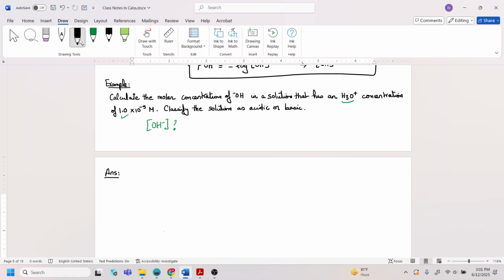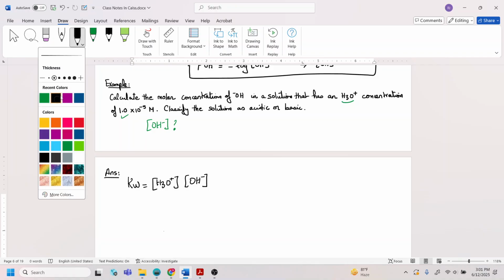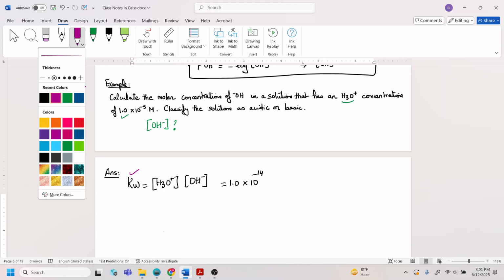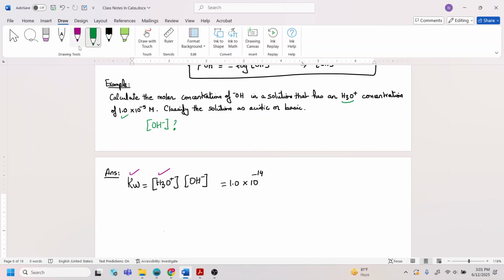So I know that there is a relationship between Kw, the concentration of the acid, which is H3O plus, and the concentration of the base, which is the OH minus. I already know Kw. I already have the value of Kw. Kw is equal to 1.0 times 10 to the minus 14. This is the value of Kw. I already know the concentration of H3O plus, so I can simply calculate the concentration of the OH minus.